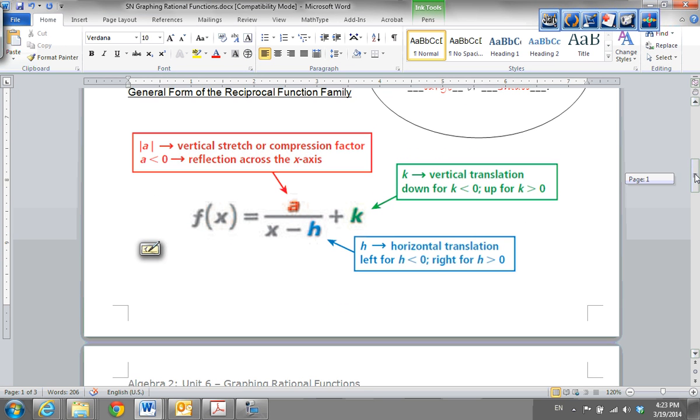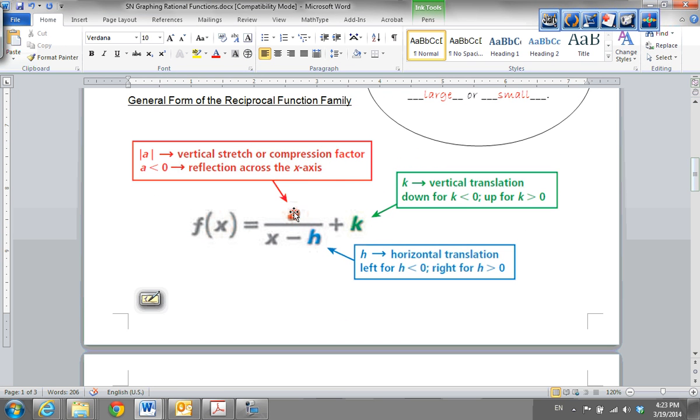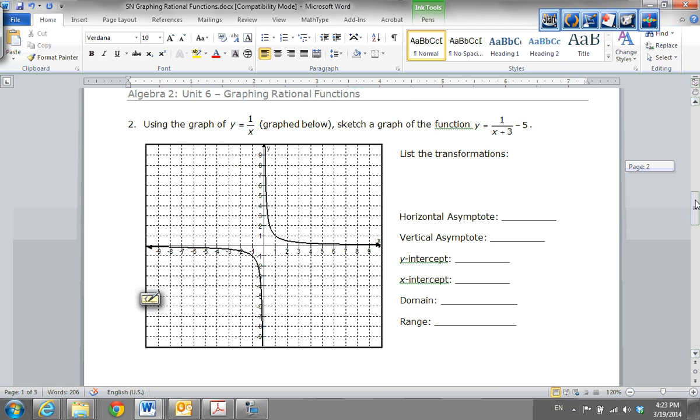Here we have our rules for transformations. The a, whether it's a big number or a small number, will change whether it's a vertical stretch or compression. If it's a negative number, big or small negative, it flips across the x-axis. So, if it's normally up here, then it's going to be down here. And then if it's normally down here, it's going to be up here. K, go up or down. H, left or right. And it's opposite for the h. Remember that. All right, so we'll do a couple examples and then I'll let you go.